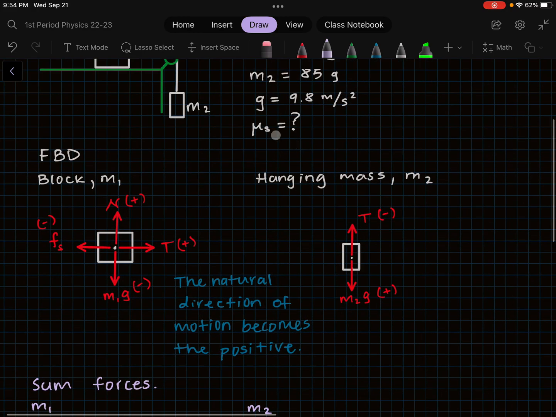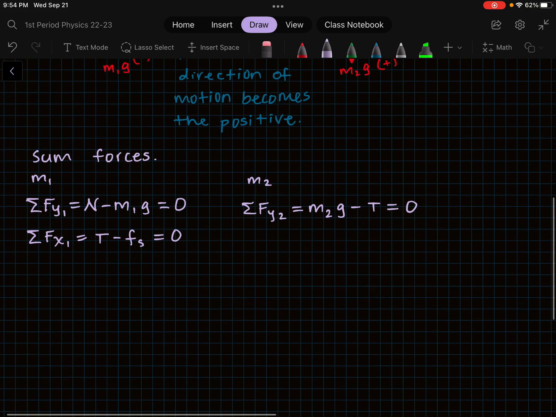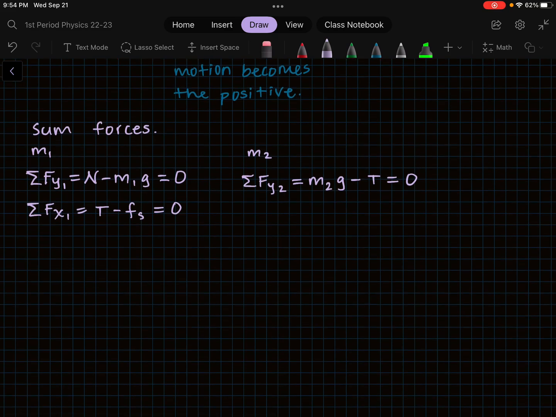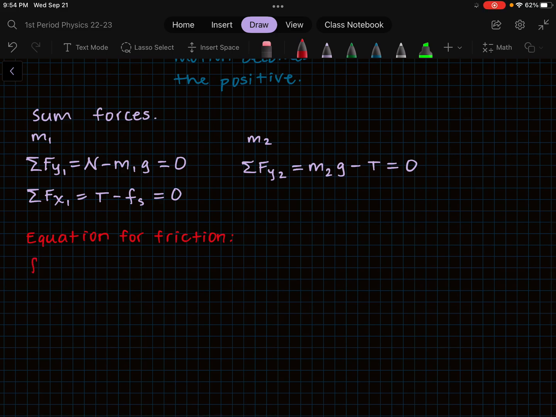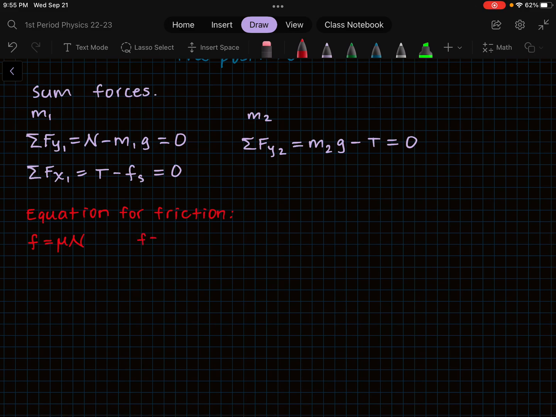Well, let's not forget we have to find the coefficient of static friction. But this is not even here, right? Well, let me remind you of the equation or formula for friction. Let me change color. Let me use red and then I'll box it. So the equation for friction goes like this. Friction is equal to the coefficient of friction times the normal force. Let me label this. F is force of friction, mu is the coefficient of friction.